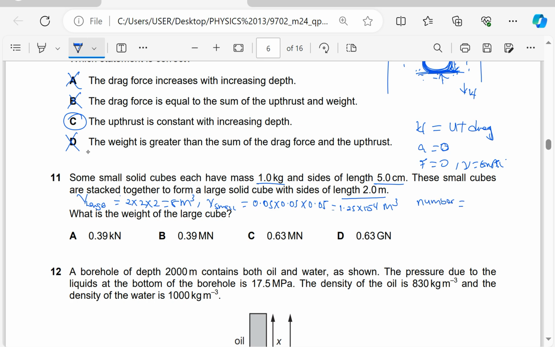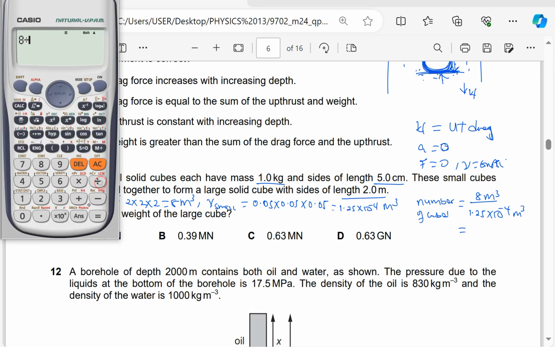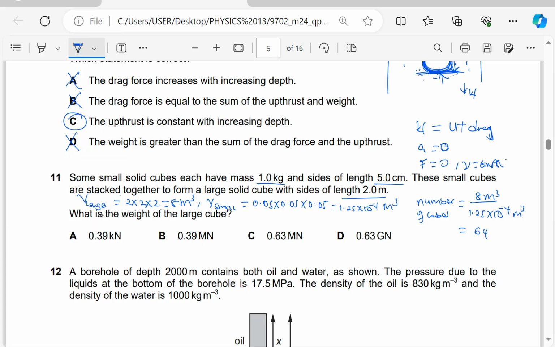is just, we are just going to divide these two. So it will be 8 divided by 1.25 times 10 to the power of minus 4. This is meters cubed, this is meters cubed. So I'm finding the number of cubes. So I'll say 8 divided by the answer, which is 64,000. So we have 64,000 cubes.